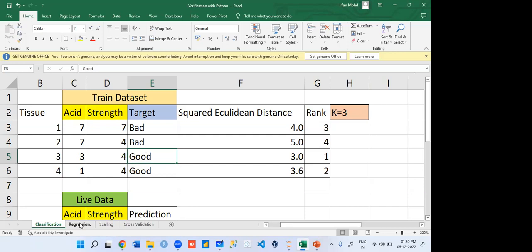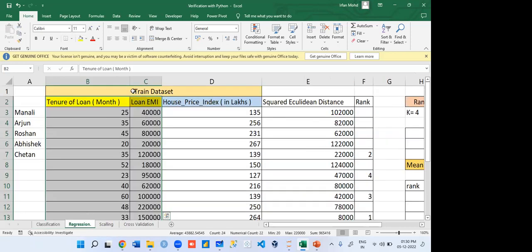Next example, guys, you write as regression task. Example number 2, regression.